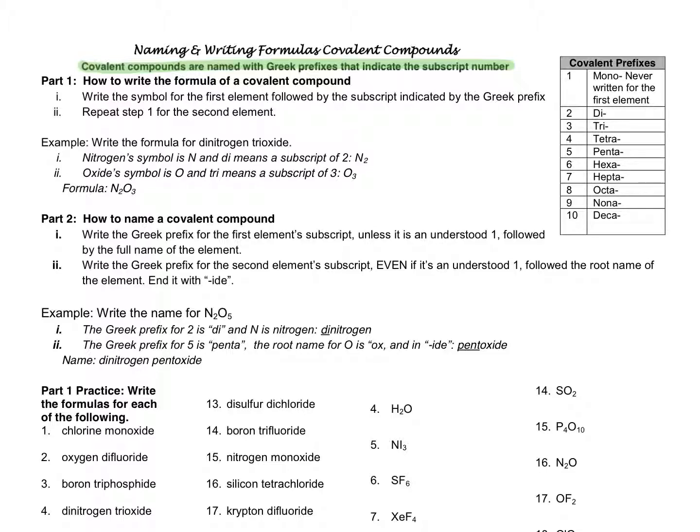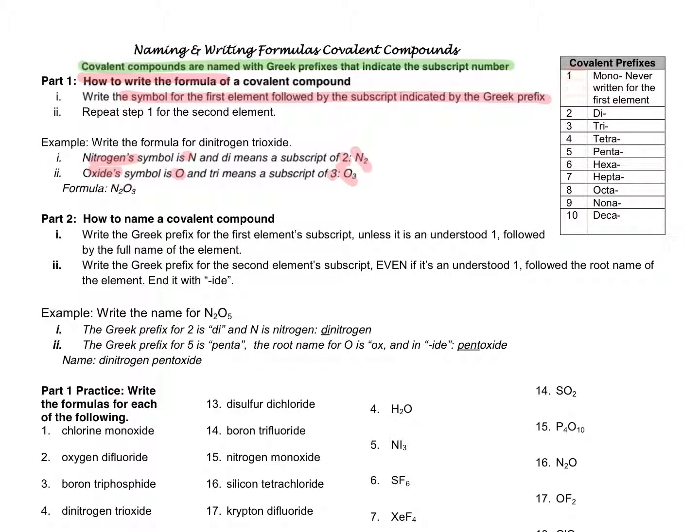So part one: how do we write the formula for a covalent compound? You write the symbol of the first element, followed by the subscript indicated. Repeat for the second element. So all you really need to know are these prefixes. In my example, dinitrogen trioxide, nitrogen is N, so we write N. Di means 2. You already know that. So it's N2. And then trioxide: oxygen is O, and tri means 3, so we have O3.